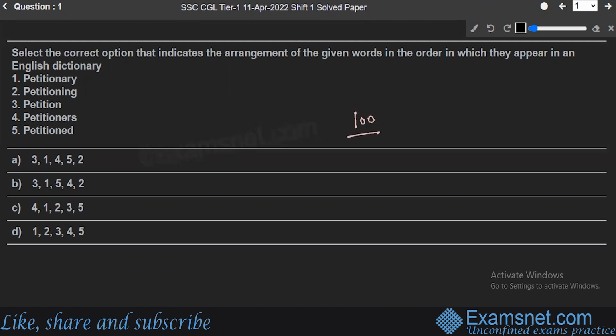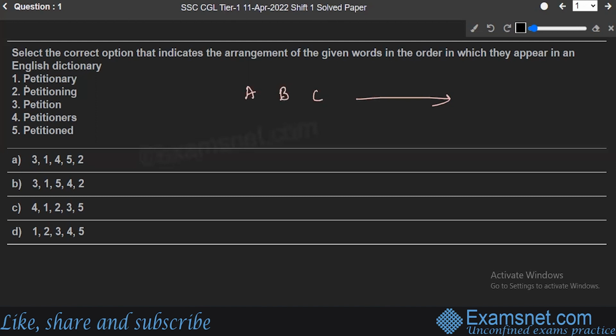So the first question says, select the correct option that indicates the arrangement of the given words in the order in which they appear in the English dictionary. The words are petitionary, petitioning, petition, petitioners, petitioned. So you have to see the order in which they will come in the dictionary. In a dictionary, the order is alphabetical, like A, B, C, D, E, F. This is the alphabetical order which is being followed, right?